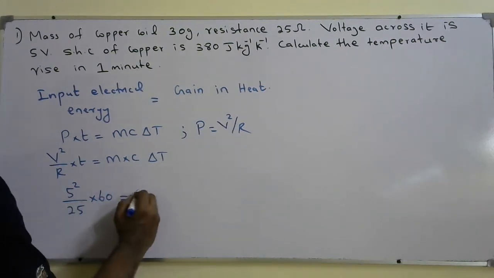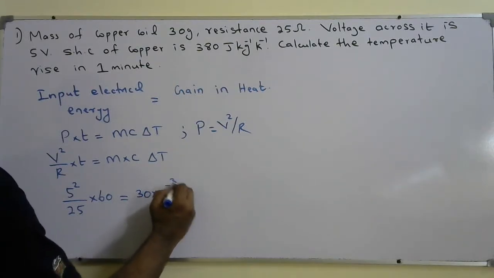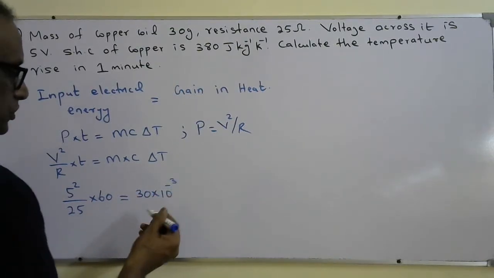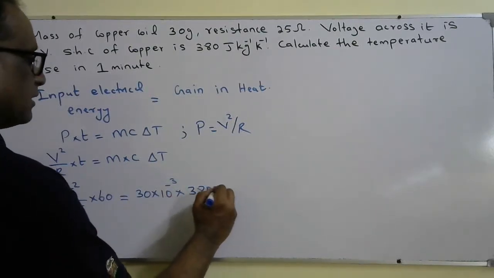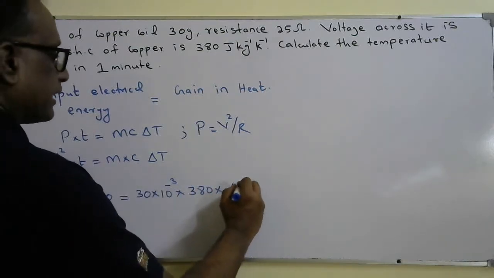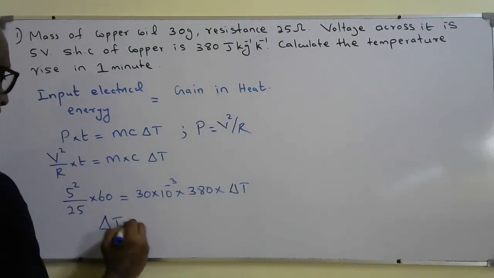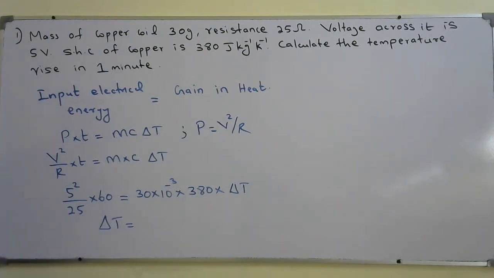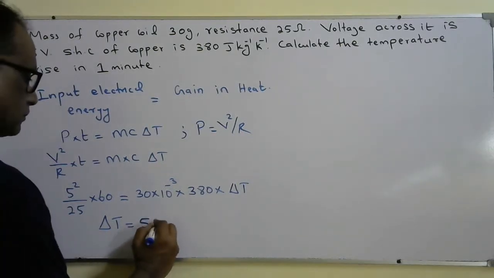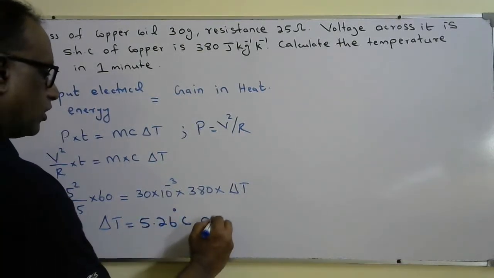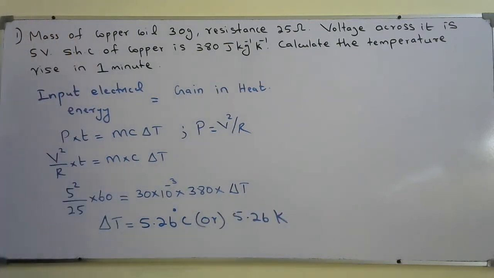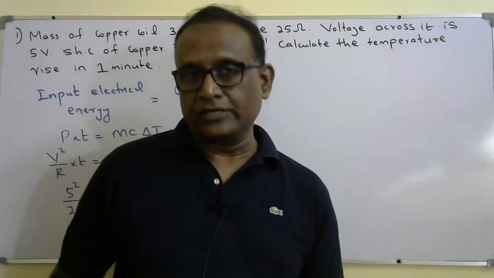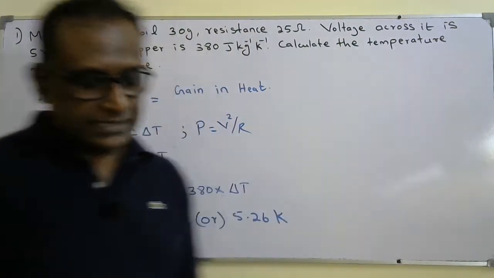The mass of the coil is 30 grams, so we have to convert to kilogram: 30 into 10 to the power minus 3, into the specific heat capacity 380 into delta T. We need to find delta T. Simple question. Delta T comes to 5.26 degrees Celsius or 5.26 Kelvin. Either way you can say it, because a change in temperature has the same numerical value in both the Celsius scale and the Kelvin scale.